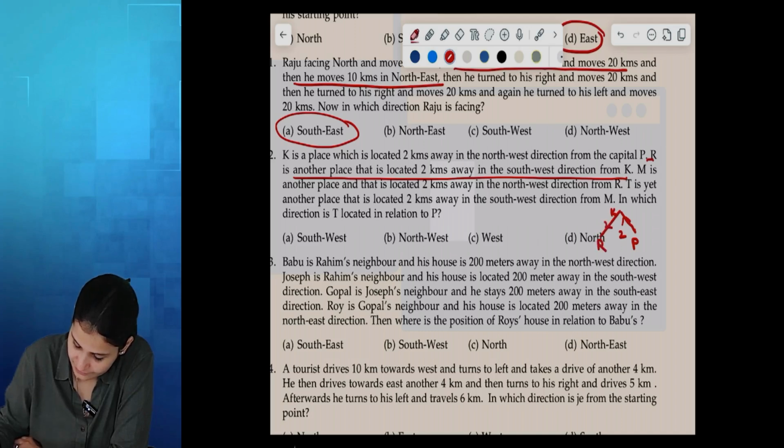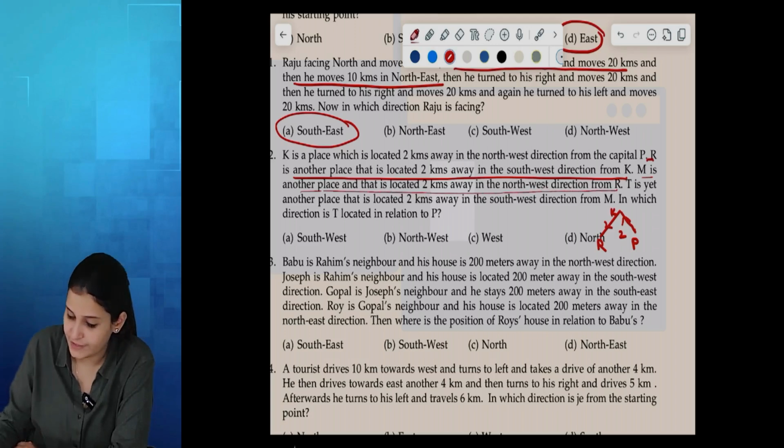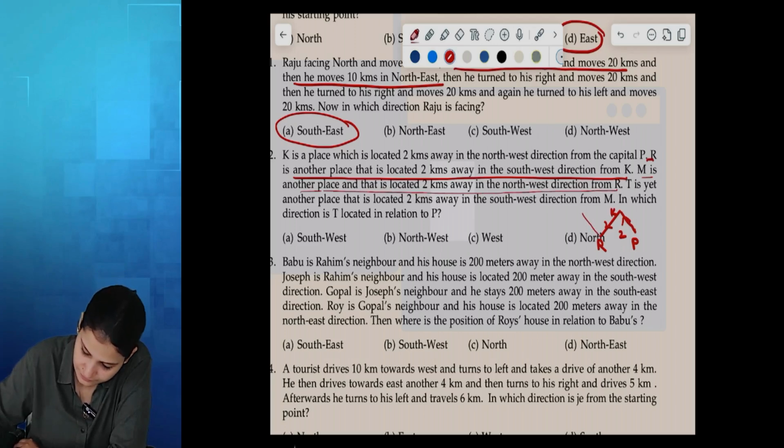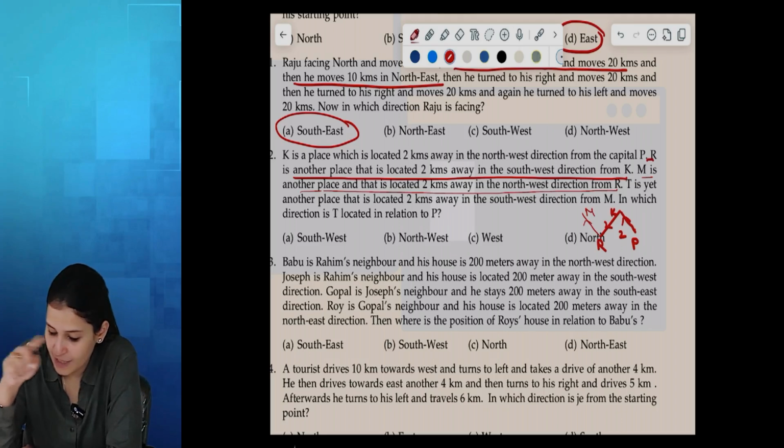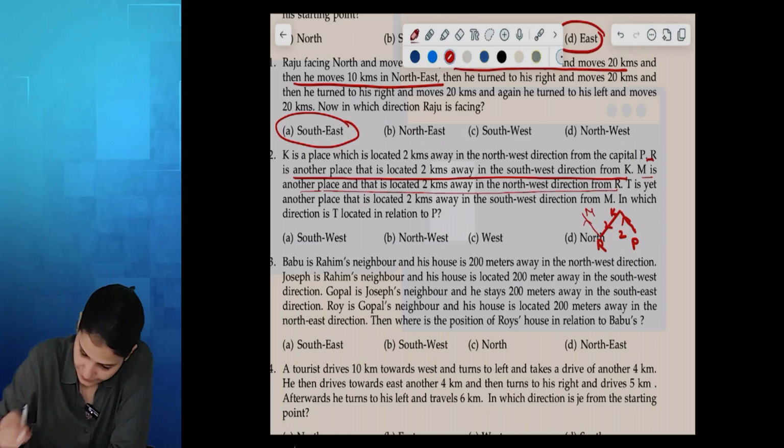Which point? R. Then M is another place that is located 2 kilometers in the northwest direction from R. K and M are in the same line. R and P are in the same line. T is yet another place that is located 2 kilometers away in the southwest direction.